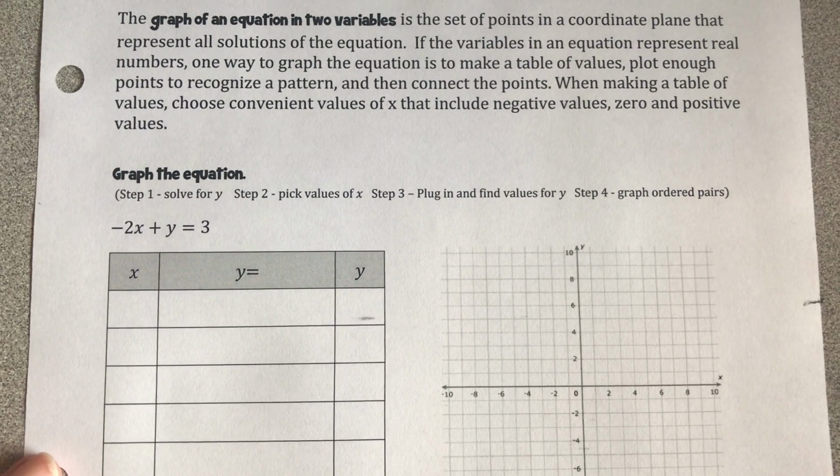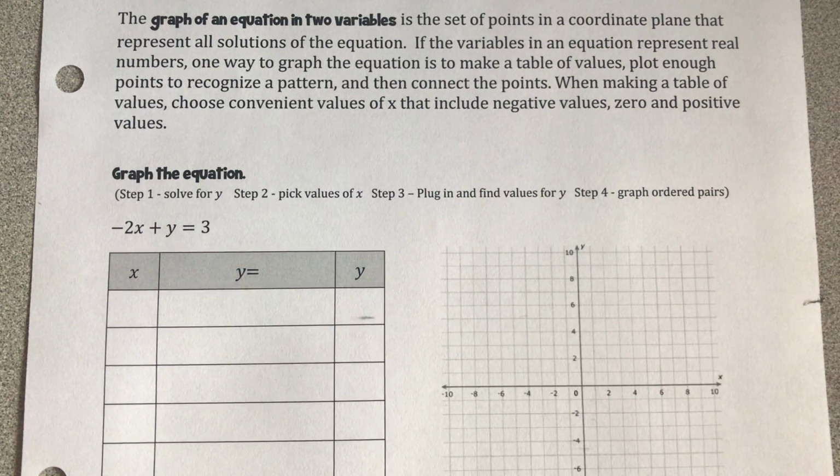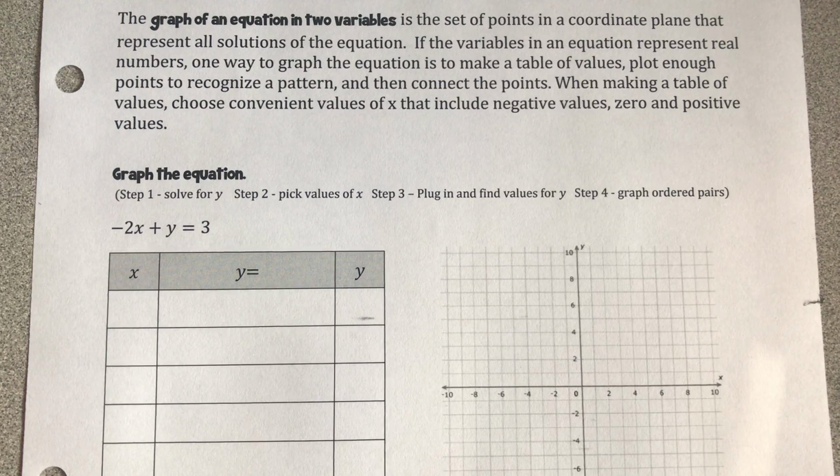Okay, the next paragraph says the graph of an equation in two variables is the set of points in a coordinate plane that represent all solutions of the equation. If the variables in an equation represent real numbers, one way to graph the equation is to make a table of values, plot enough points to recognize a pattern, and then connect the points. When making a table of values, choose convenient values of x that include negative values, 0, and positive values.